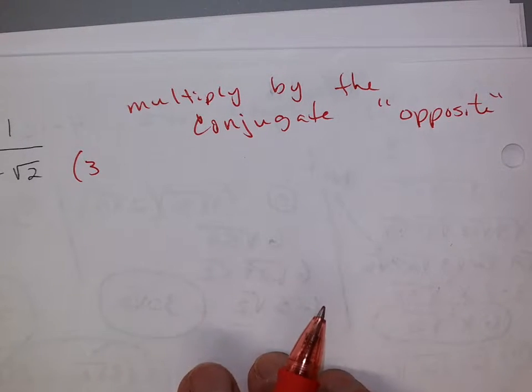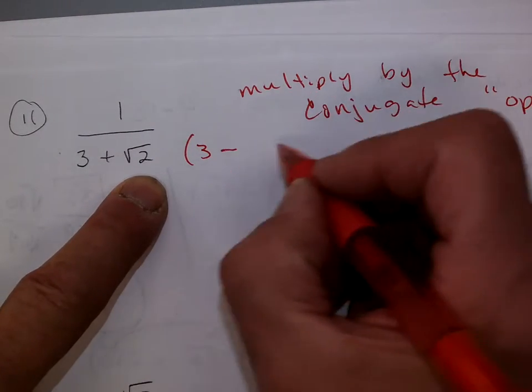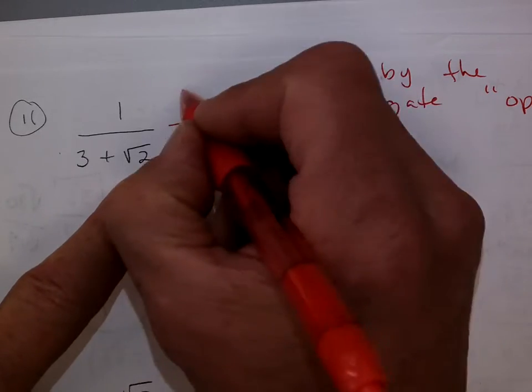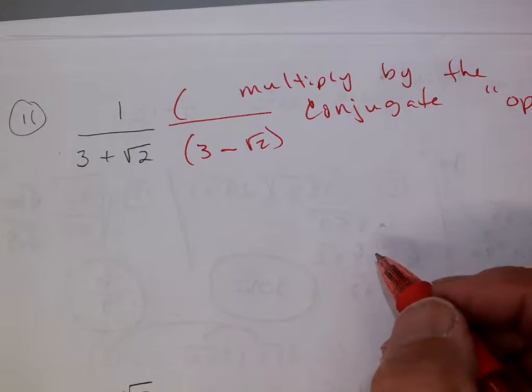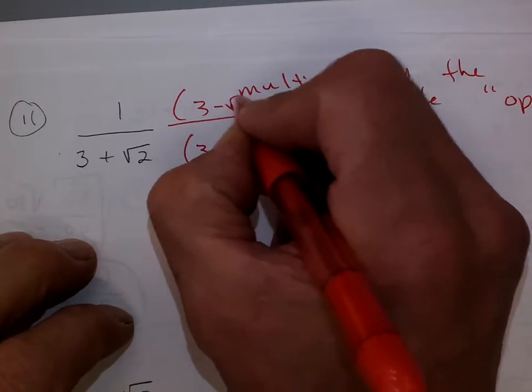So, what is the opposite of 3 plus the square root of 2? It is going to be 3 minus the square root of 2. Now you have to do that on top and bottom because that way you're multiplying by 1. And when you multiply by 1, you don't change the value, okay? 3 minus square root of 2, okay?